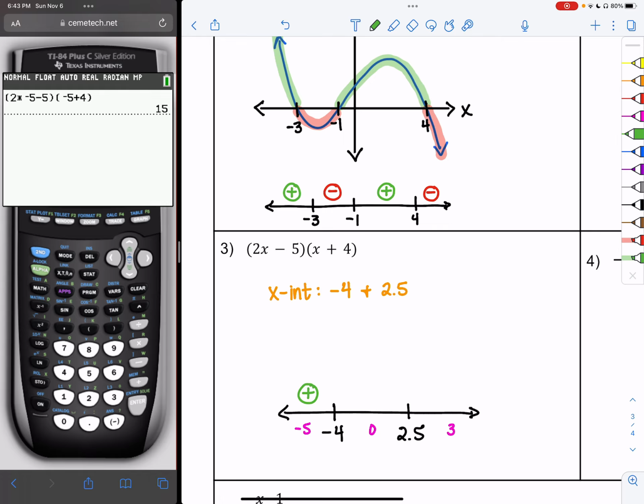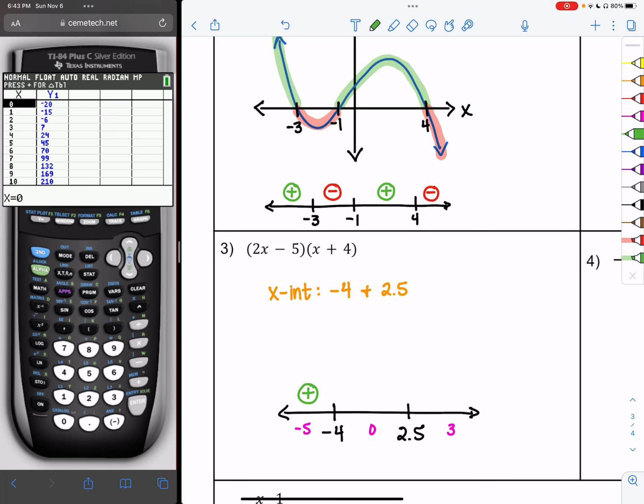Or you can actually look at the table. You already put the function into y equals, so look at the table. So I see that when x was negative 5, I got a positive number. So that's why I have a positive. Then I look at when x is 0, you see that the value of my function is negative. And then if I have x equal to 3, I end up getting that I have a function y value of positive 7. So that's positive there.